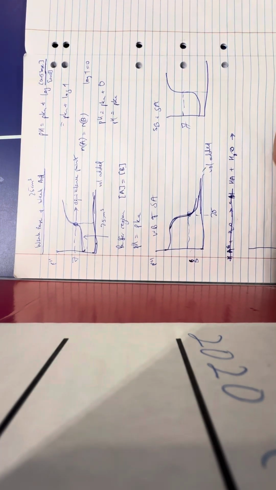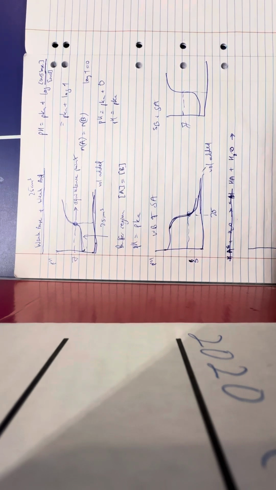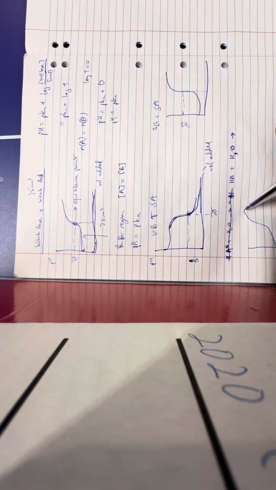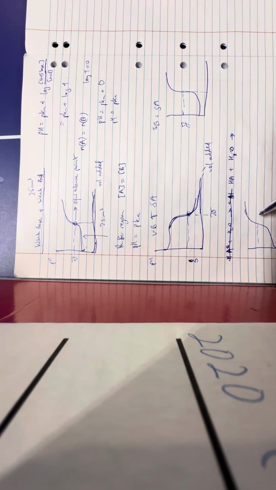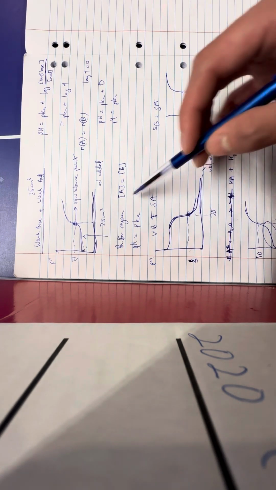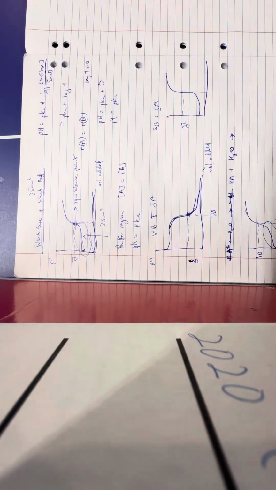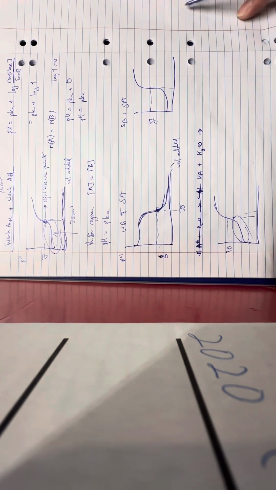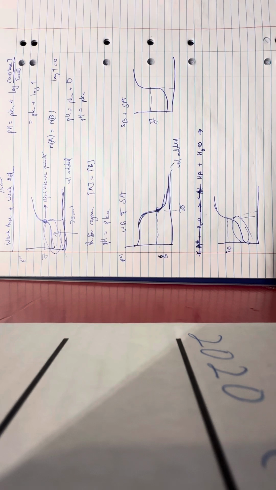For a strong base and weak acid, we do have a buffer region. Let's start from here. This pH over here will be at a much higher one, let's say 10. We do have a buffer region. There we go. So those are the buffer regions we have for the titration curves.